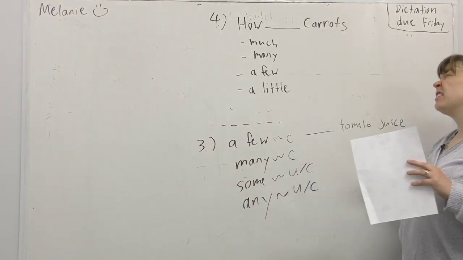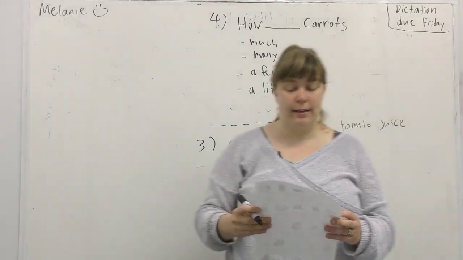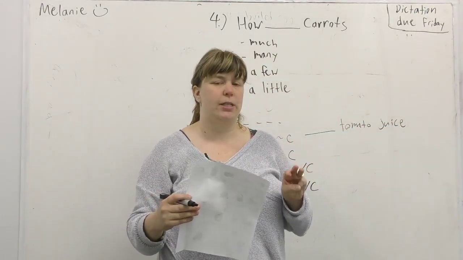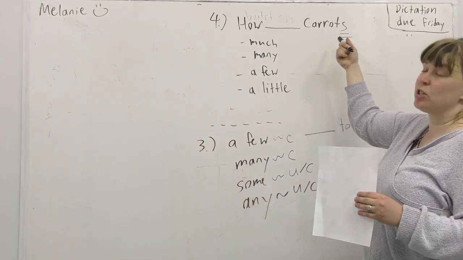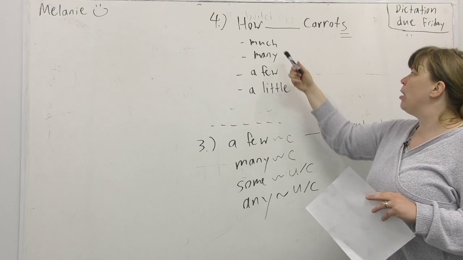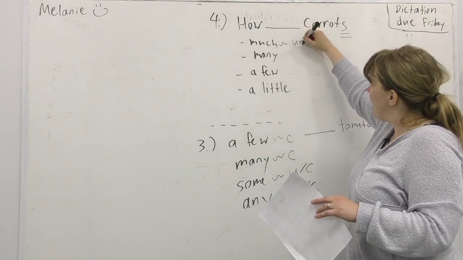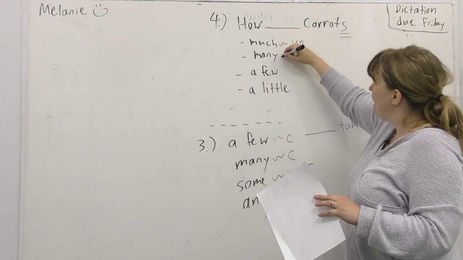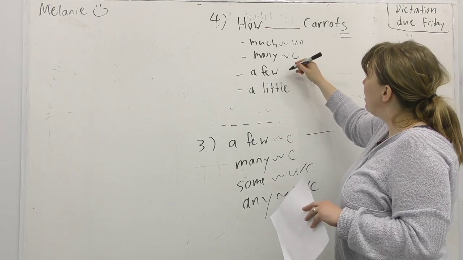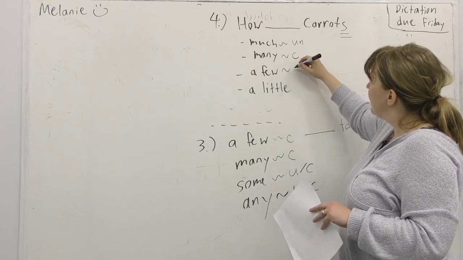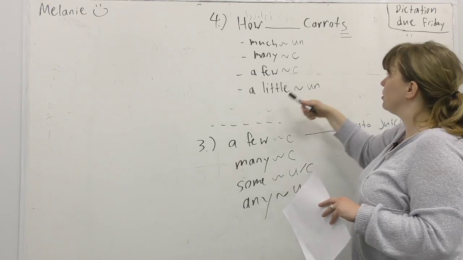Okay, so the first thing to do is look at carrots. Carrots, 1 carrot, 2 carrots, 3 carrots. These are countable. You got the S, so you know it's countable. So, how much carrots? So remember, much is used with uncountable nouns. How many carrots? This is used with countable nouns. How a few? This is countable, and a little is uncountable.